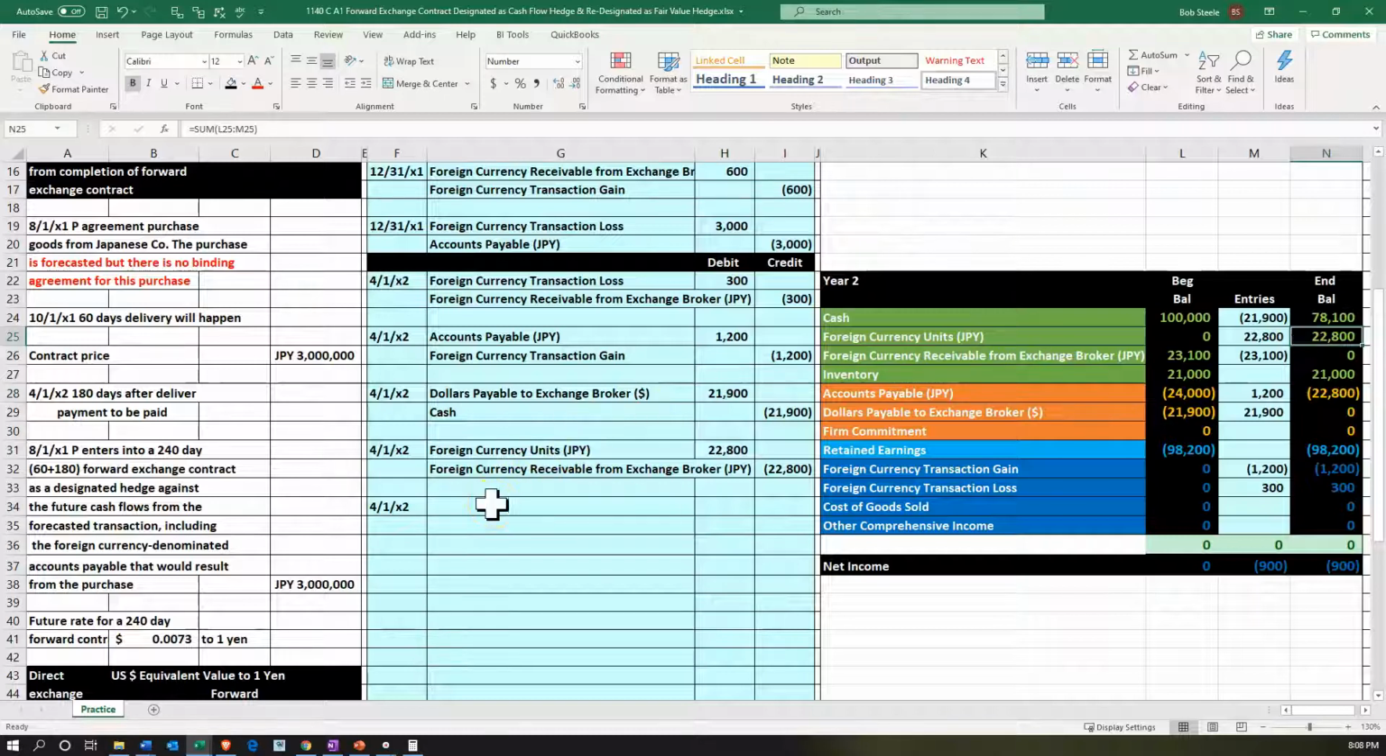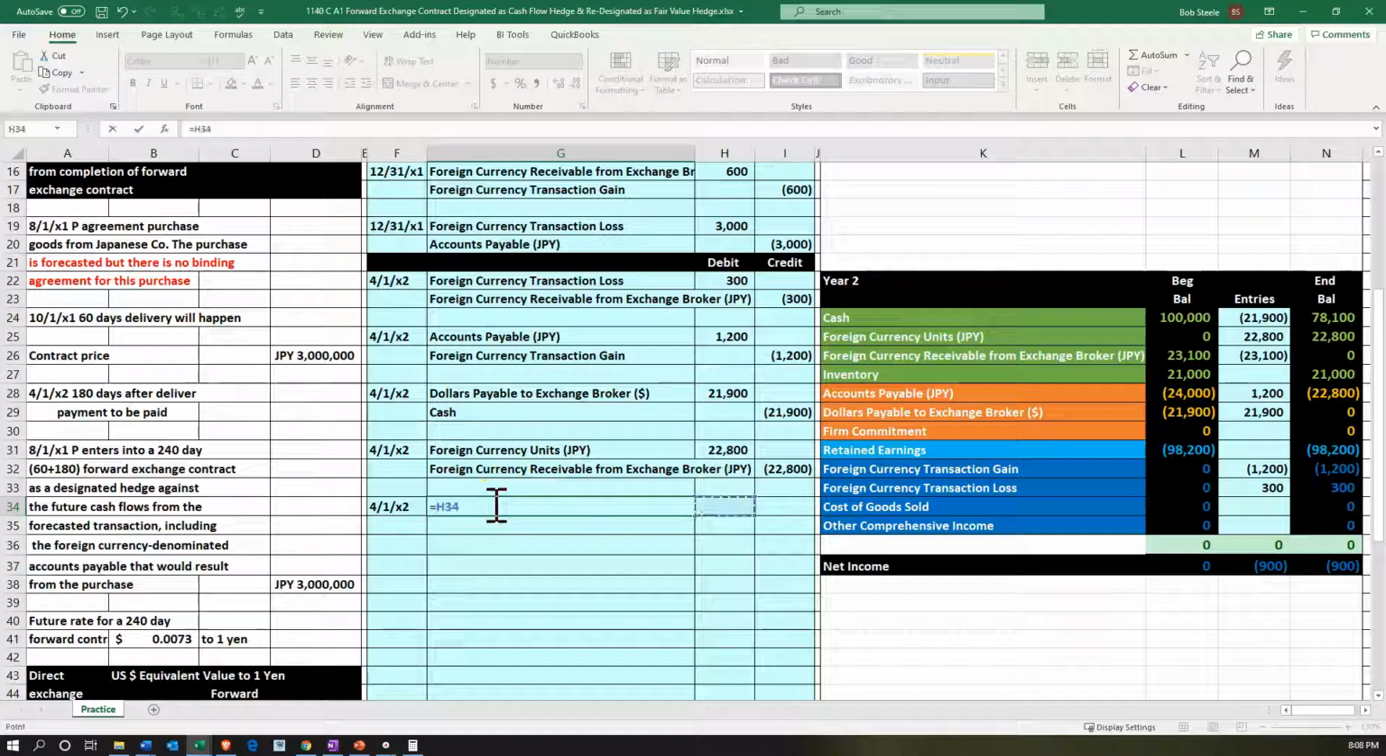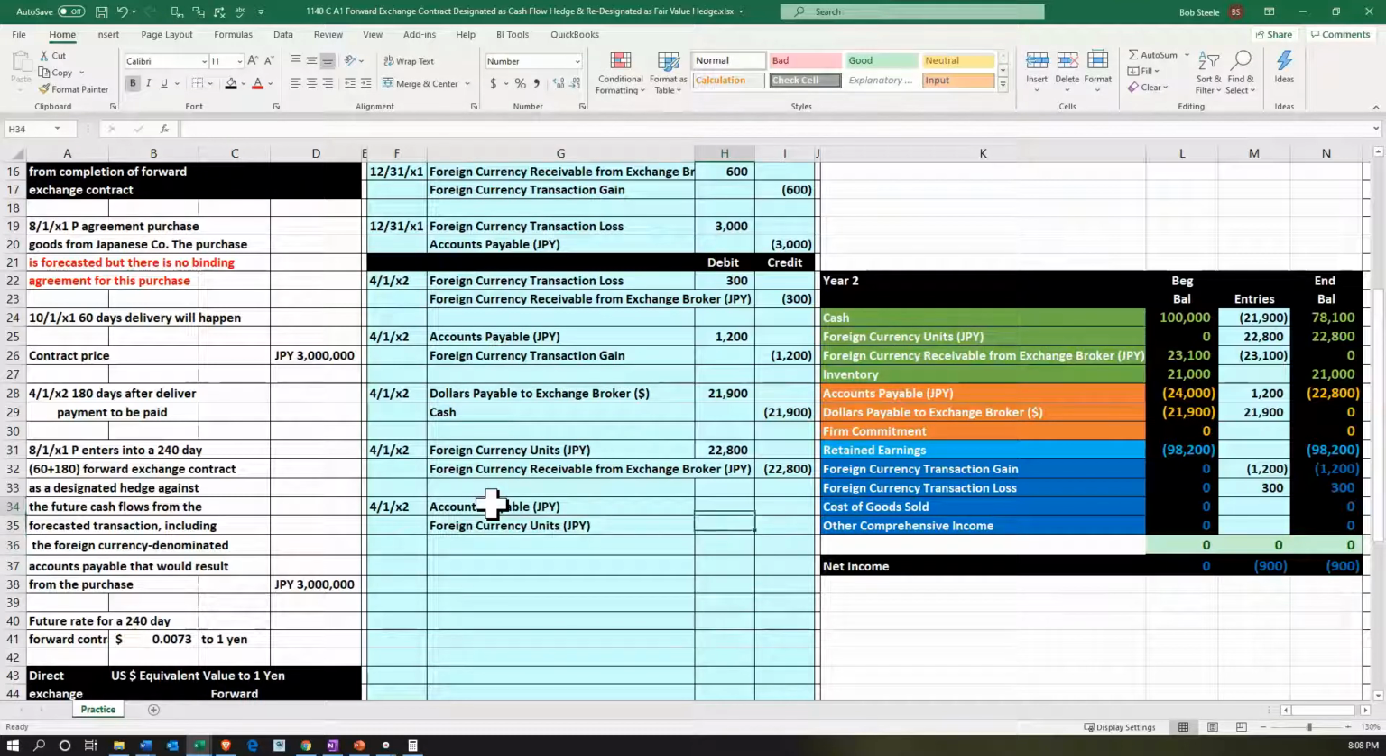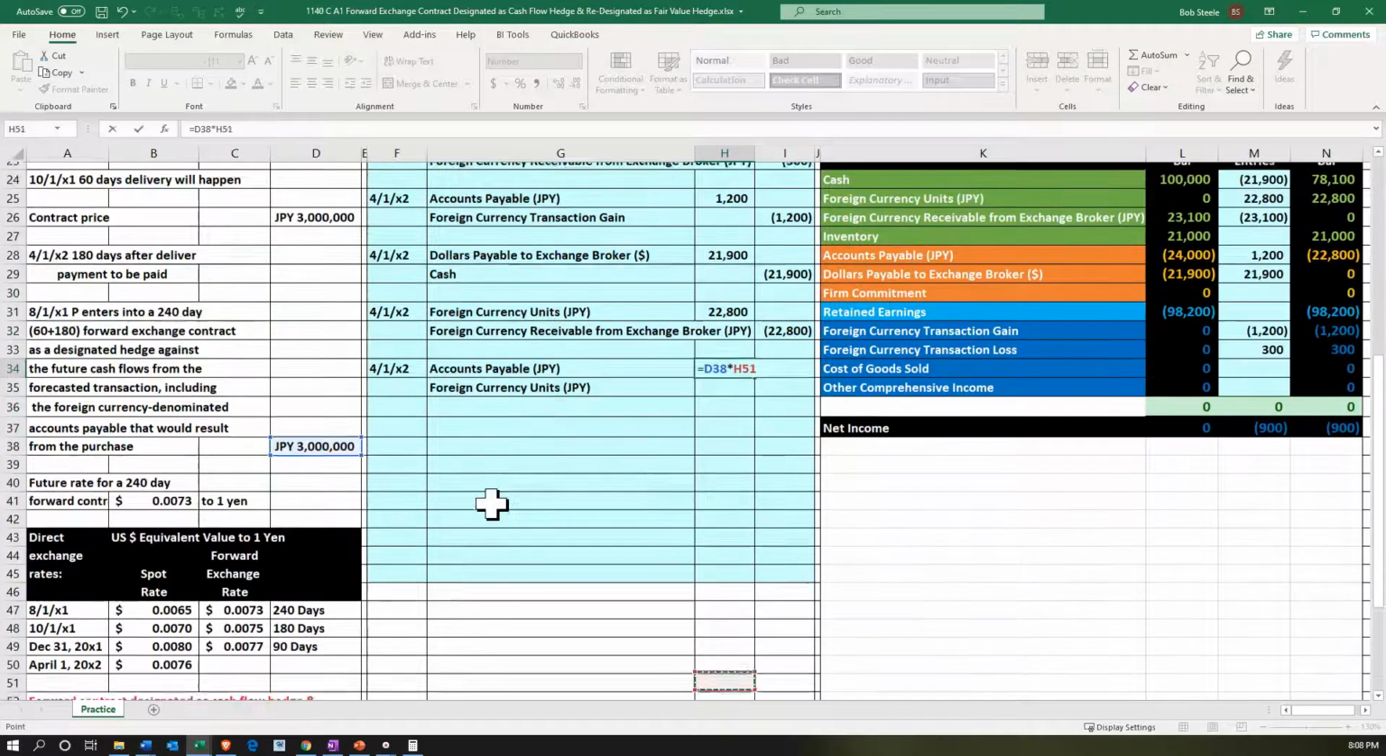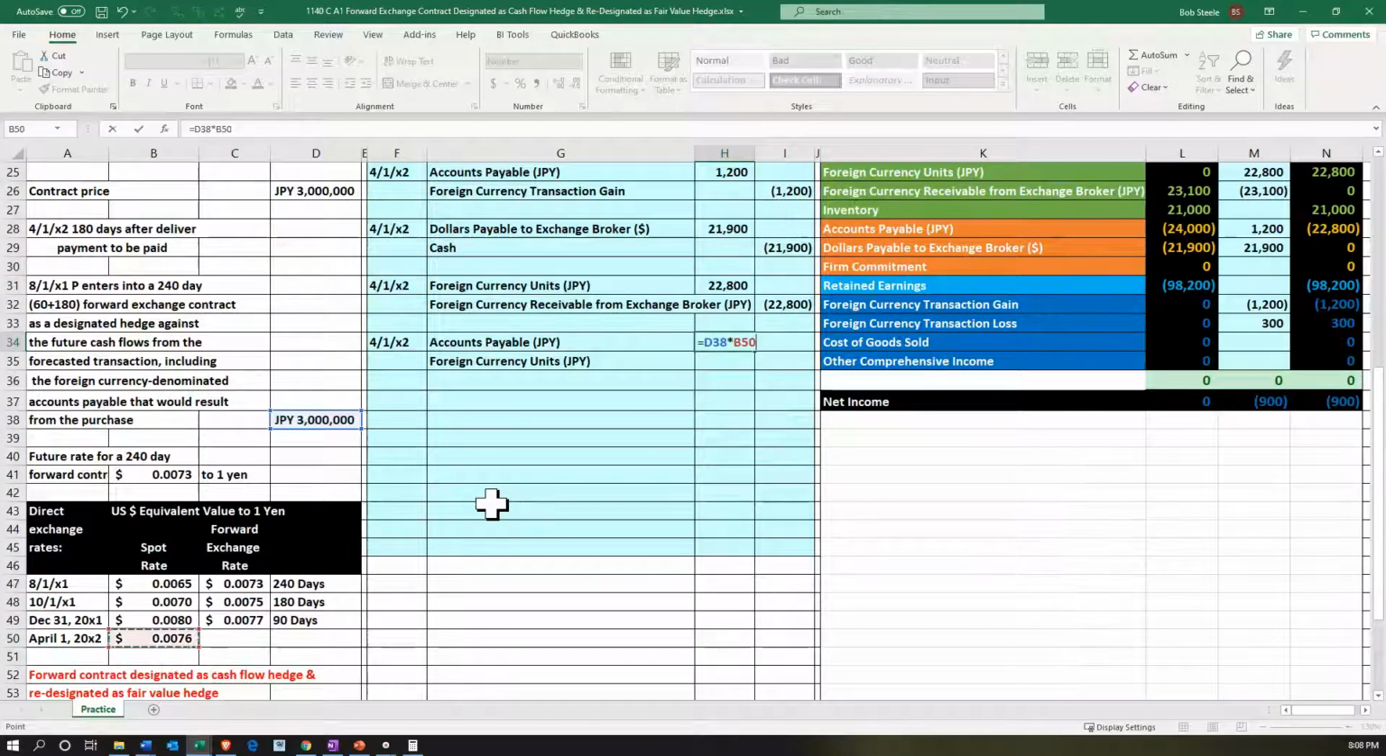So we're then going to say, all right, now we're going to take this thing off the books. We're going to have a debit to the accounts payable. We're going to have a credit to the foreign currency. It's for that 22.8. And yes, we'll calculate the 22.8 one more time. So the 3 million times the 0.0076. So this is the last time. Savor it. We calculate the 22.8. And there's going to be the debit and the credit.